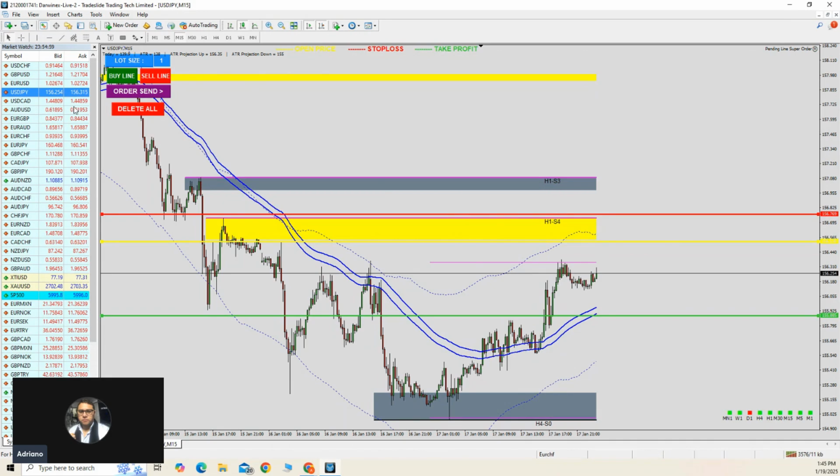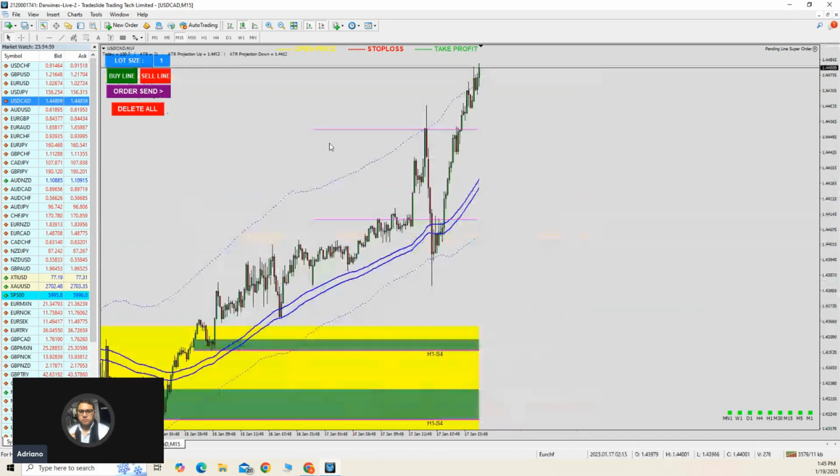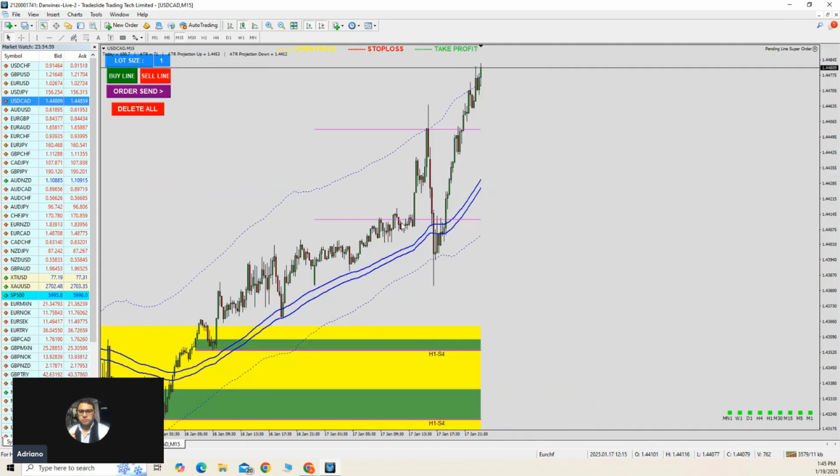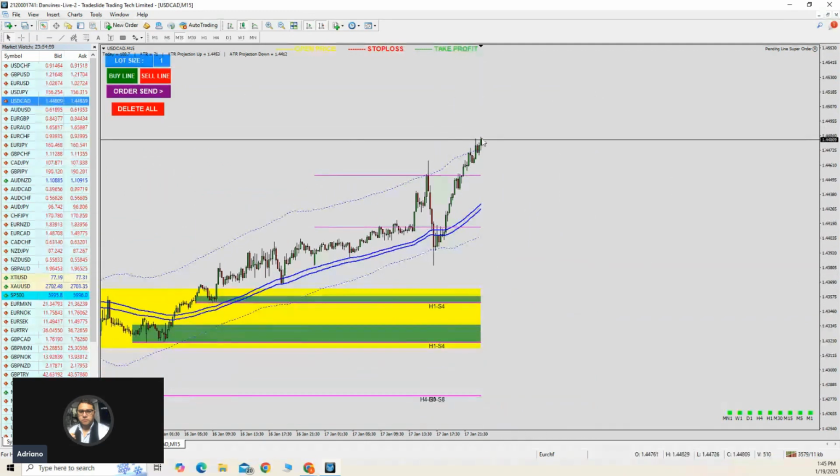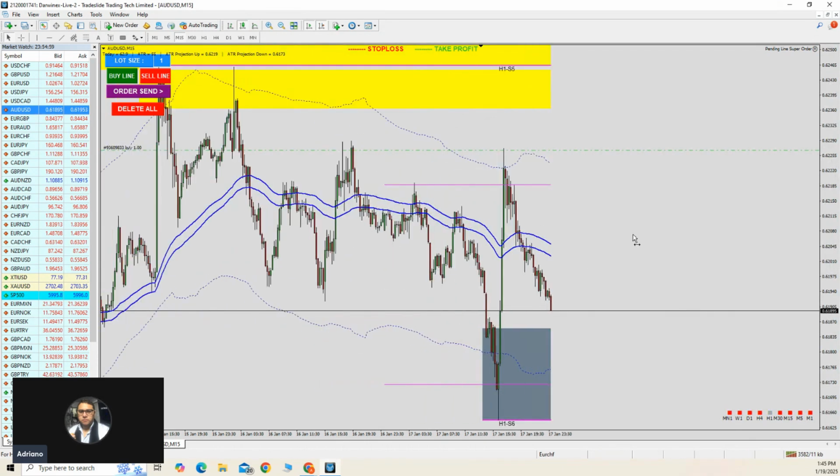So USD CAD is going up. There are no more supplies on here. AUD USD.